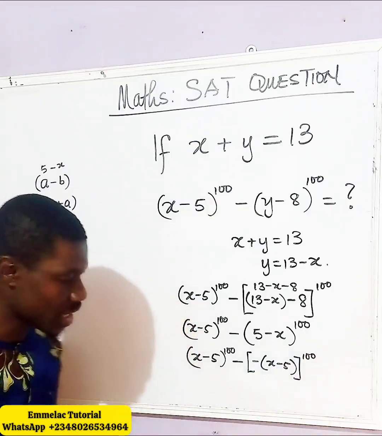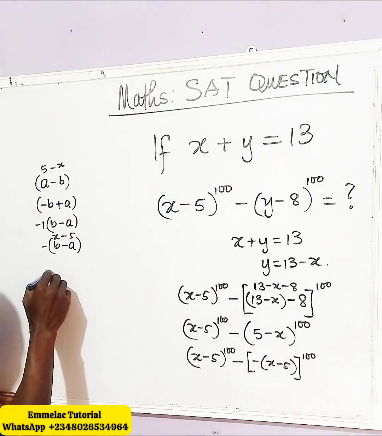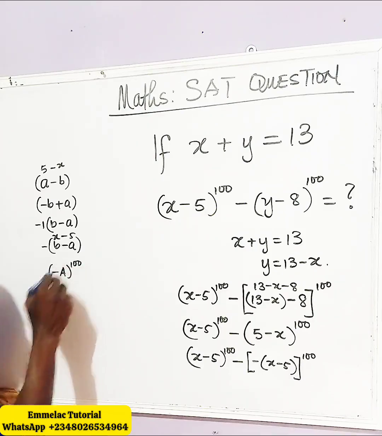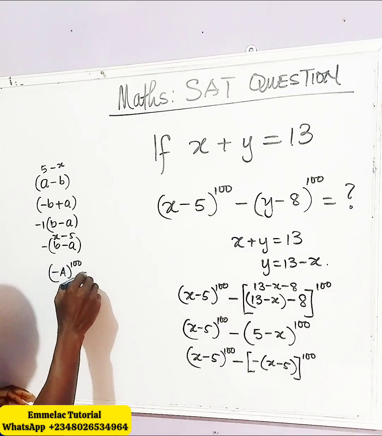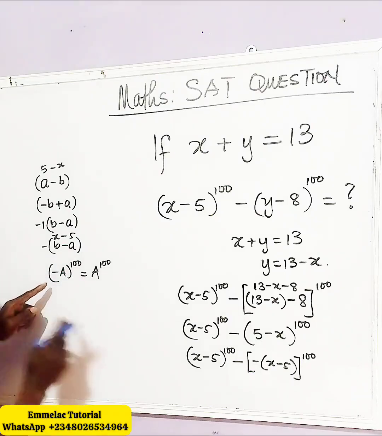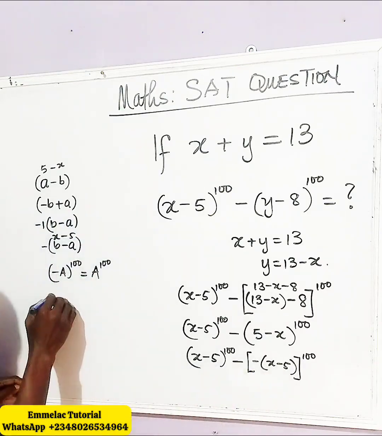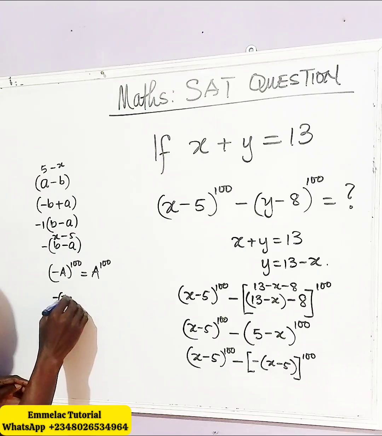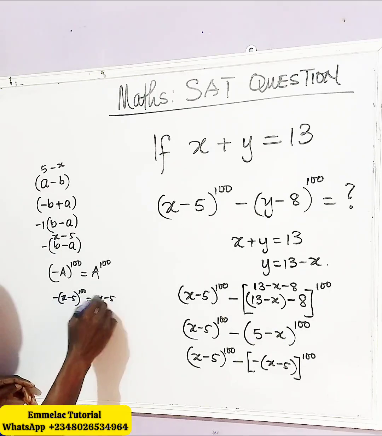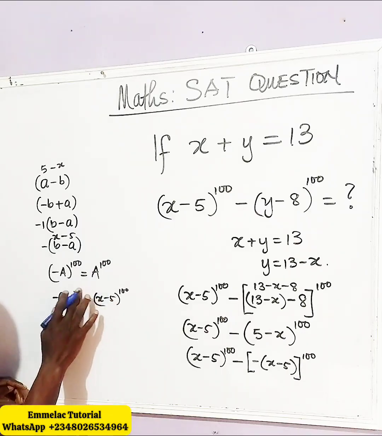Now another one here: if we have minus a all raised to the power of 100, it is the same thing as saying a raised to the power of 100. So if our a here is x minus 5, that will be (x minus 5) all raised to the power of 100. You see, same thing as saying (x minus 5) all raised to the power of 100.